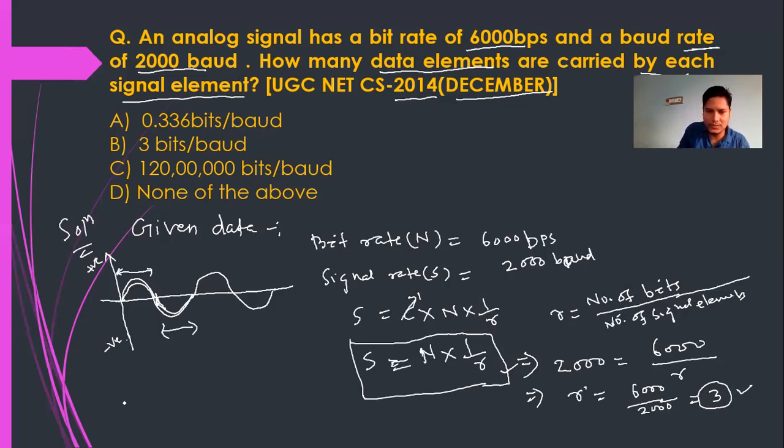So R is equal to 3. We know R is the number of bits per signal element. So the number of data elements is 3. In this question the answer will be 3 bits per baud. That is option B, which is the correct option.